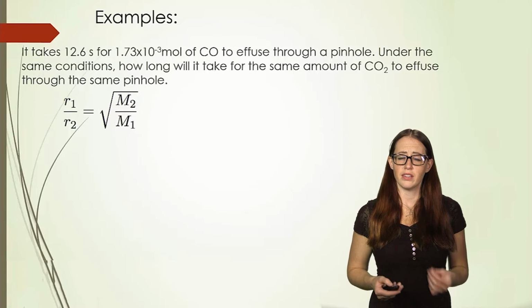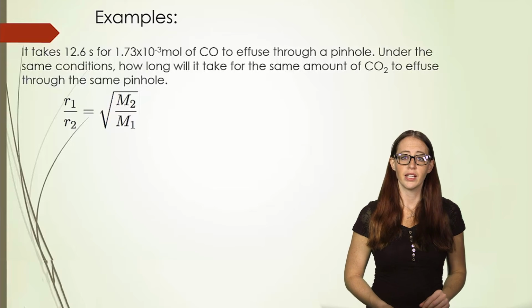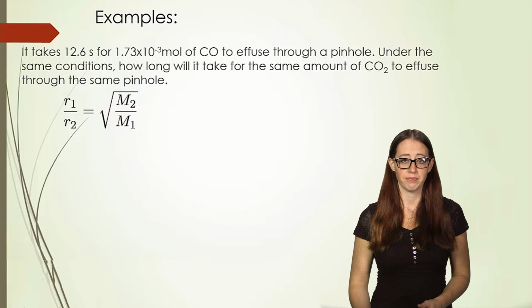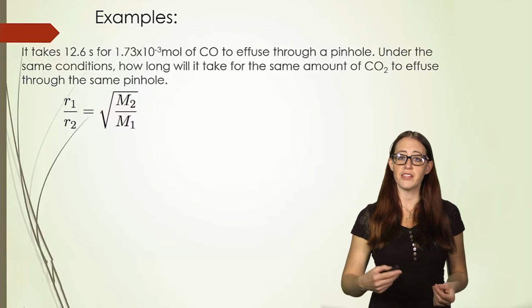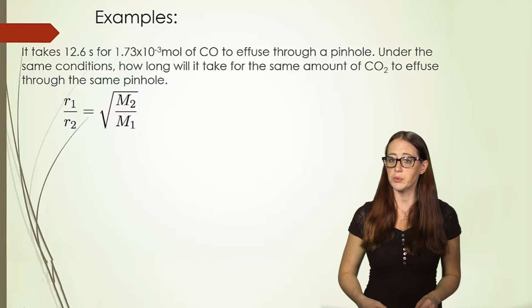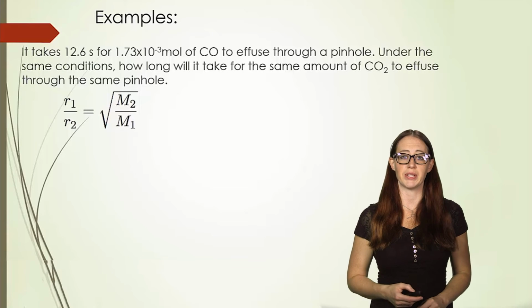Let's use that example that we just did and now do a mathematical version of the problem. Here we are going to use time as a ratio rather than speed. Now we just discussed how the faster that something effuses, the less time it takes. Or in other words, the rate and the time are inversely proportional. So we flip-flop the ratio for time.